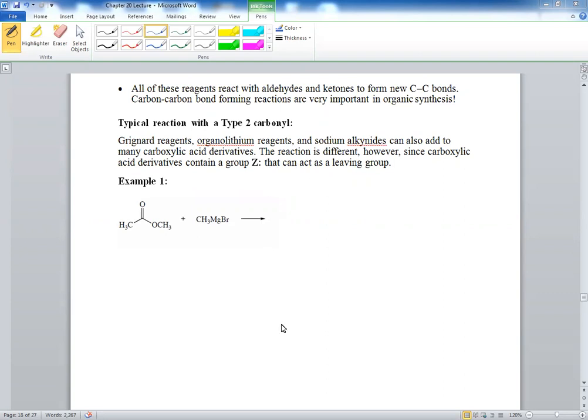So you've got to remember that type 1 doesn't have a leaving group. Type 2 has a leaving group. That's very, very essential to recall. This is the main difference between them. So let's take a look.